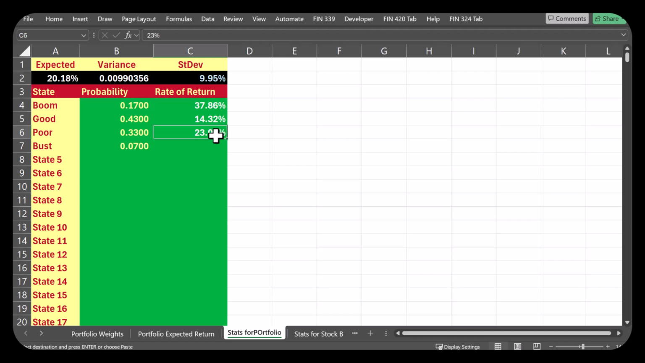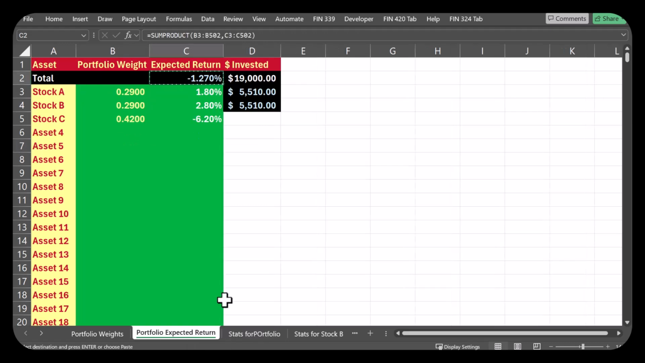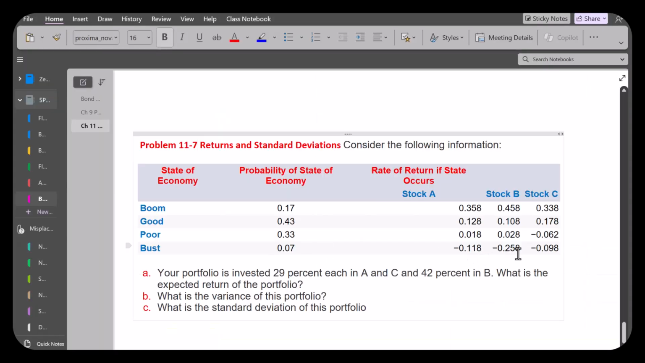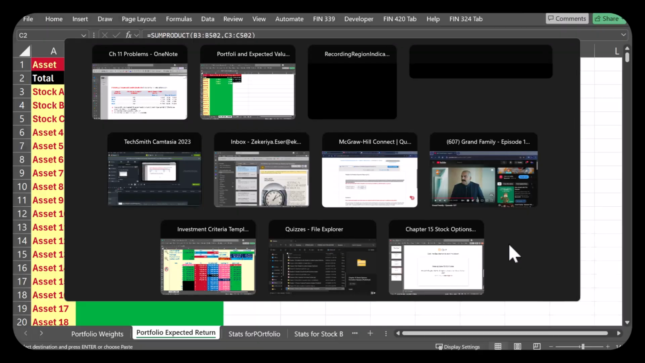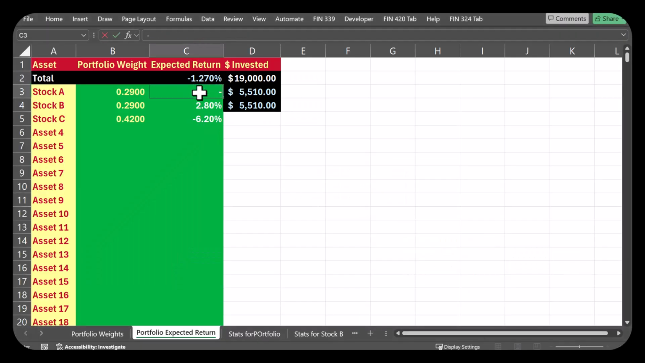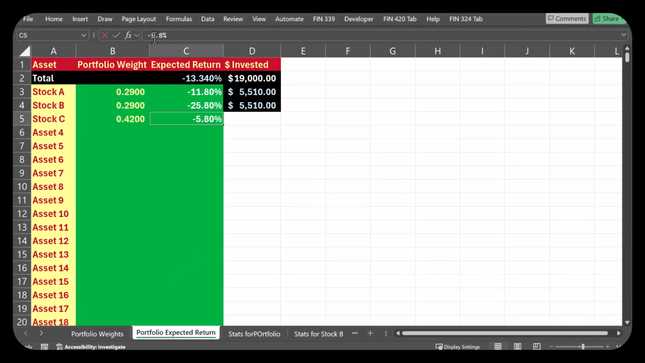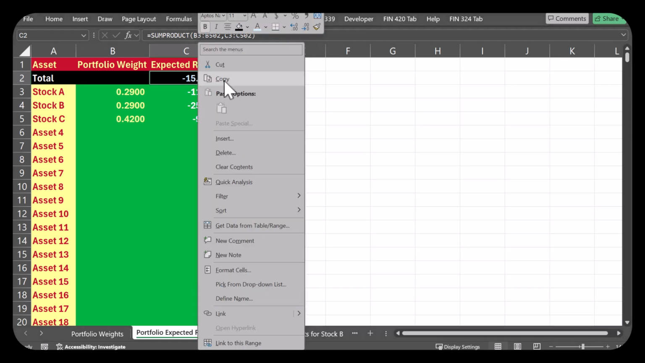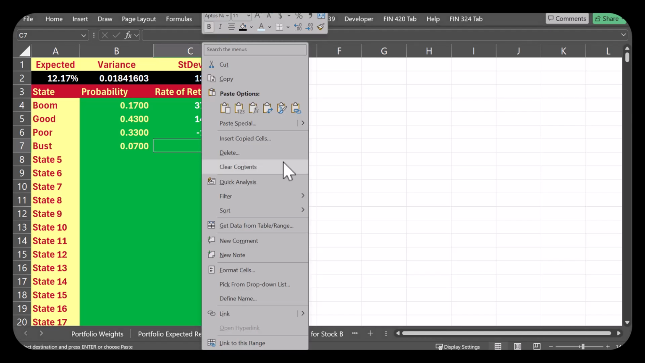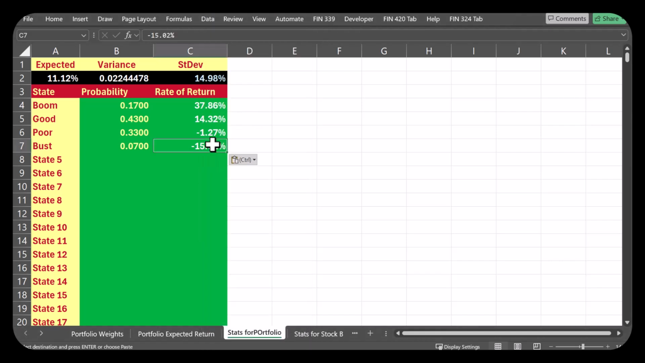Oops, just the values. Now let's do it for the bust case. Negative 11.8, negative 25.8, negative 9.8. And in the bust case, the portfolio is going to return negative 15.02. Copy and paste the values.